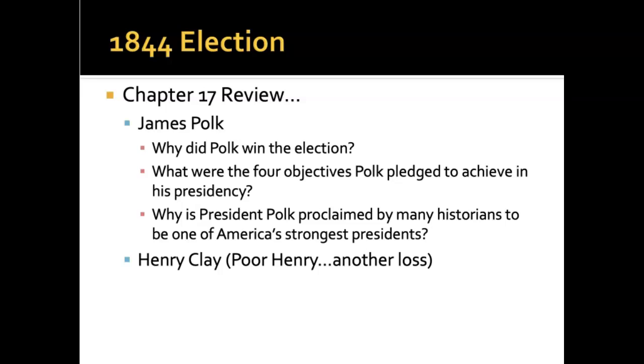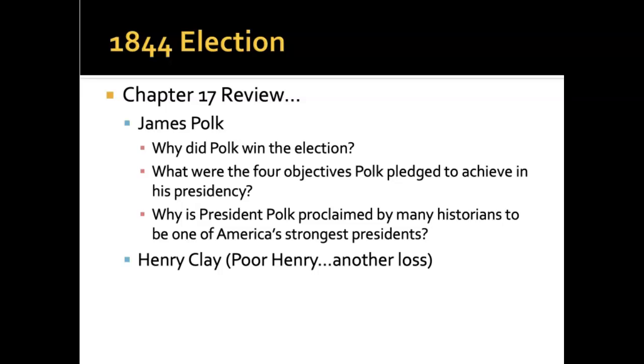1, to lower tariffs. And of course, Southerners were like, yes, right? Because we talked about the impact of tariffs, especially in the South. When we place tariffs, taxes on imported goods, other countries are going to do the same, and this is going to hurt Southerners who are trying to sell their things to other countries. So Southerners love this. Another goal was to reform the national banking system.